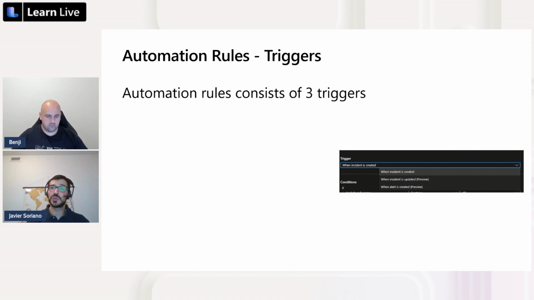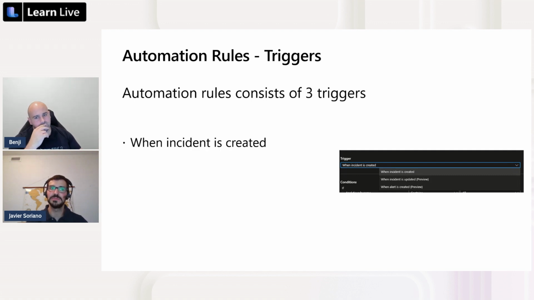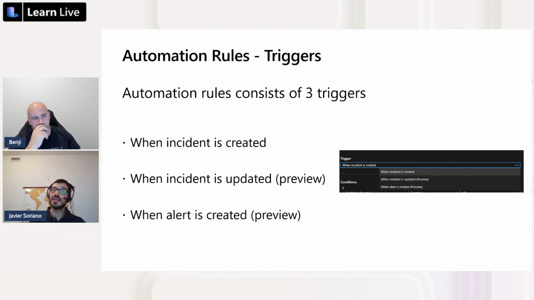Okay, let's talk about the triggers. So there's mainly three triggers, and there's only three triggers in automation rules in Microsoft Sentinel. The first one is when an incident is created. So this automation rule will be executed or triggered every time an incident is created. When an incident is updated, this is something that we recently added and it's currently in public preview. And we also have the when an alert is created.